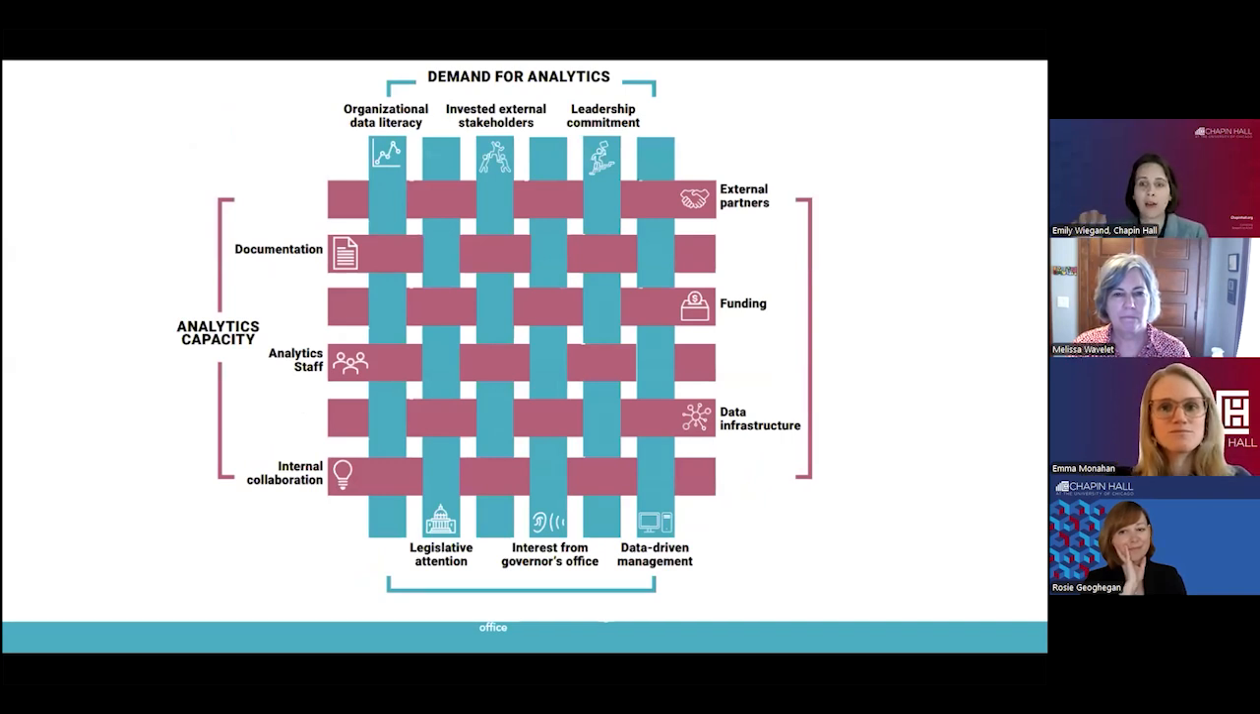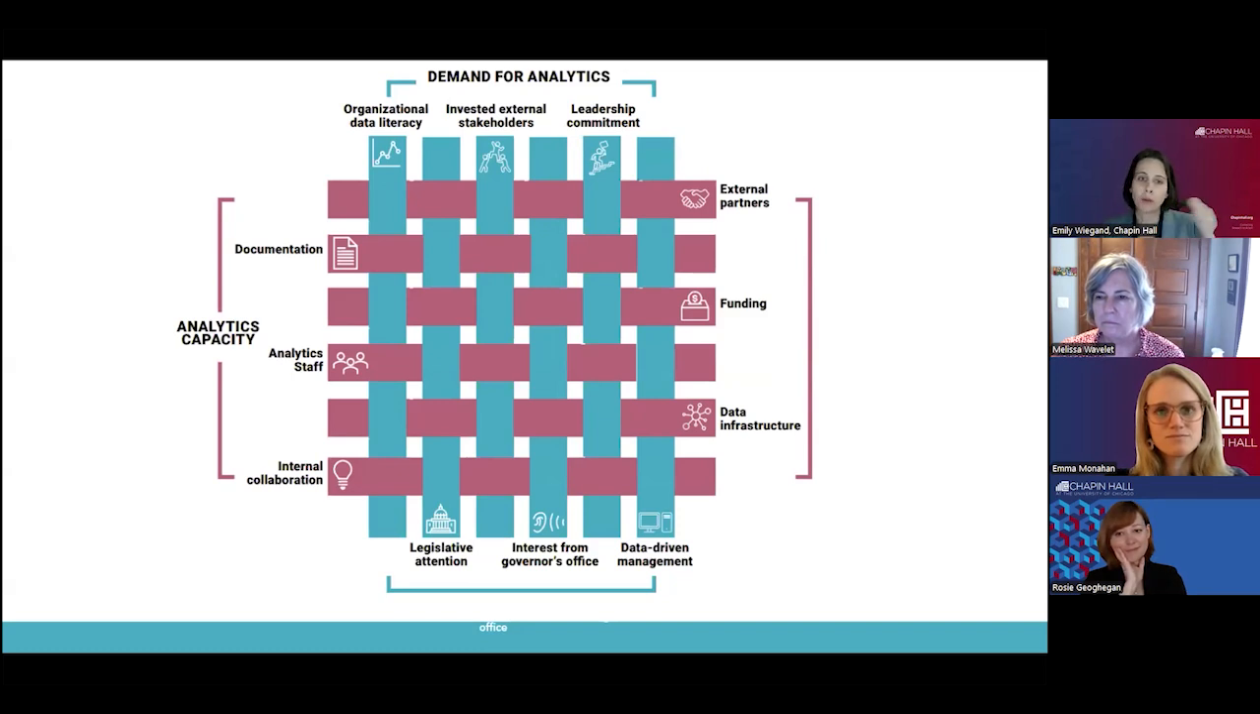On one axis, we have demand, on the other axis, capacity. If you think about a woven cloth, a cloth is stronger when you have more threads or when the individual threads themselves are stronger. And the same is true here. So if you want to strengthen demand for analytics in your context, you want to grow the number of stakeholders, and you want to deepen the engagement of those stakeholders with analytics and with data. On the capacity side, you want to grow the number of capacities, and you also want to strengthen the individual capacities.